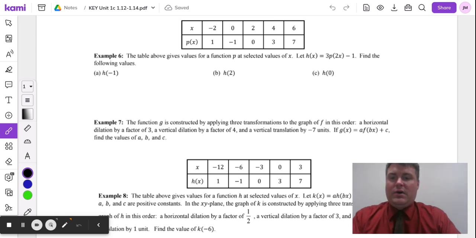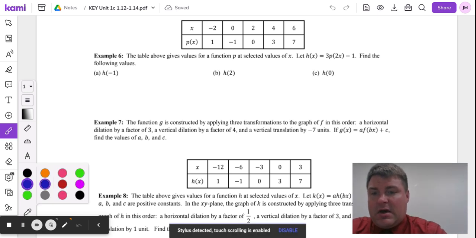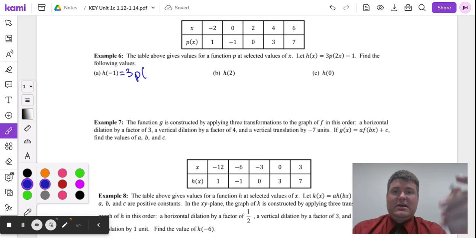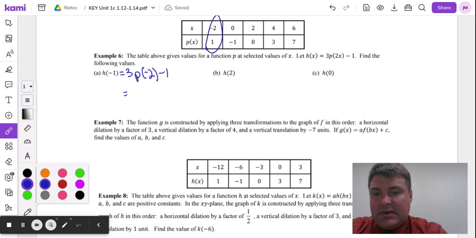Okay, so for h of -1, we're actually going to do this a little bit simpler than just using transformations. We are just going to plug in. So h of -1 is equal to 3 times p of 2 times -1, which is -2, and then minus 1. We're going to use our table, plug everything in, keep it simple. Not much transformations going on for this first problem. So p of -2 is going to be right here. So p of -2 is equal to 1. So we're going to get 3 times 1 minus 1, which is 2.